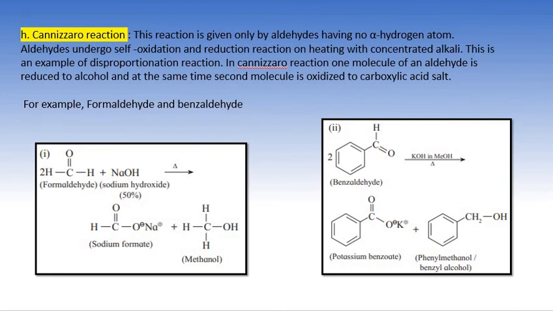For example, formaldehyde and benzaldehyde both do not have any alpha hydrogen, so two molecules in the presence of concentrated NaOH will give you sodium formate and methanol. Similarly, benzaldehyde in the presence of KOH will form potassium benzoate and benzyl alcohol.